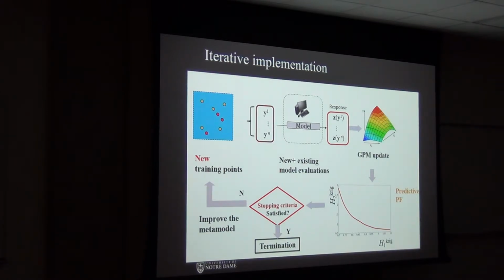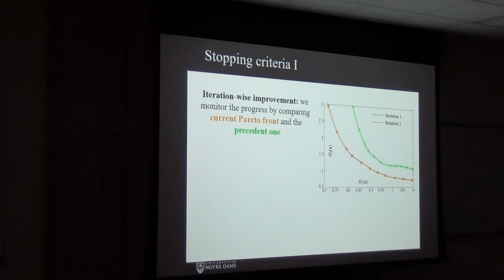So, very simple idea. Of course, the two things that I need to answer are, okay, what are the stopping criteria? And also, how exactly are we going to perform our DOE to select the new training points? So let's focus a little bit on the stopping criteria.